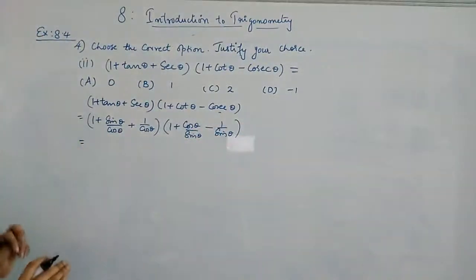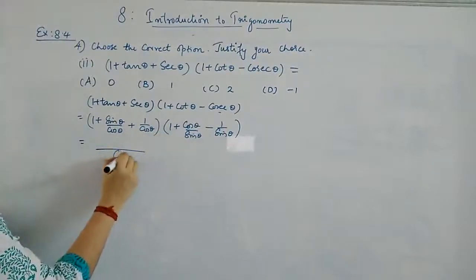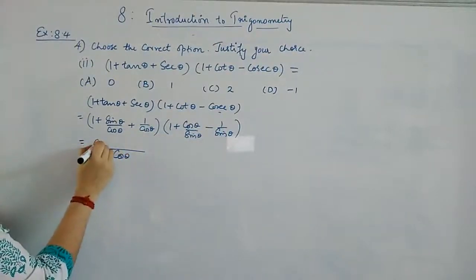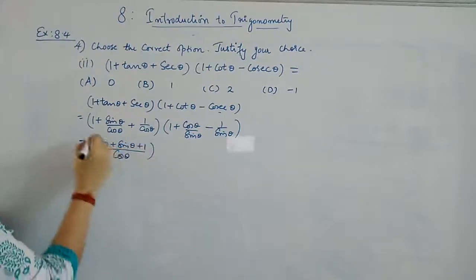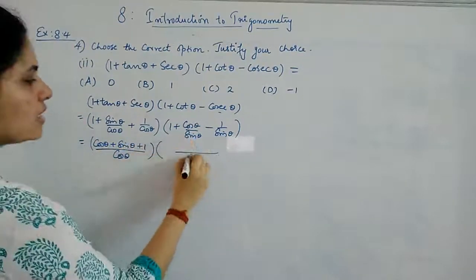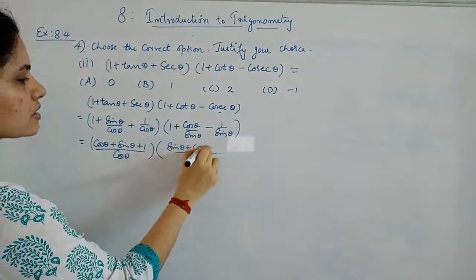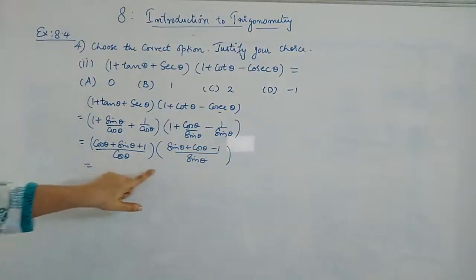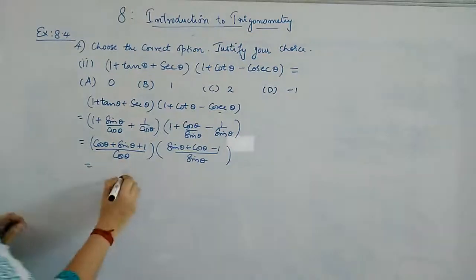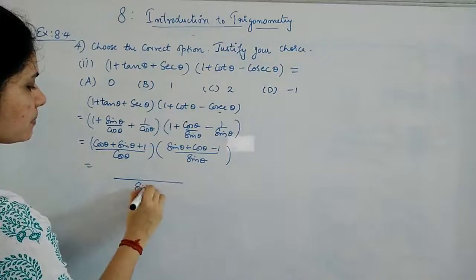Okay. Now we are taking LCM for both the terms separately. Here you will get cos theta as the LCM, and this will give you in the numerator cos theta plus sine theta plus 1. Into LCM sine theta, here you will have sine theta plus cos theta minus 1. Okay. Now again, if you are multiplying both the things, the denominator will become sine theta into cos theta.